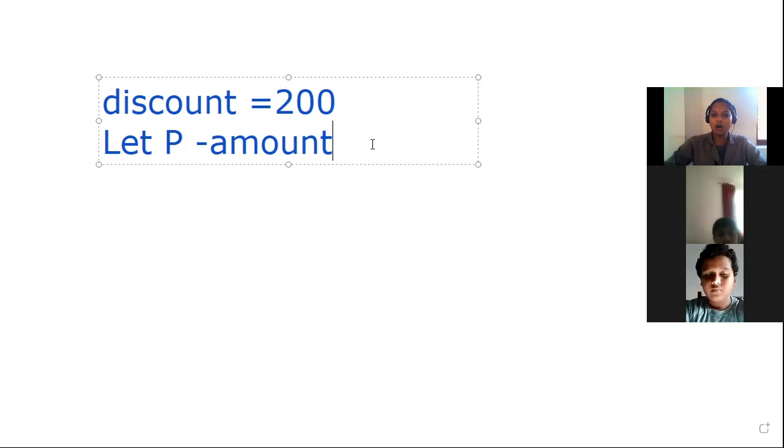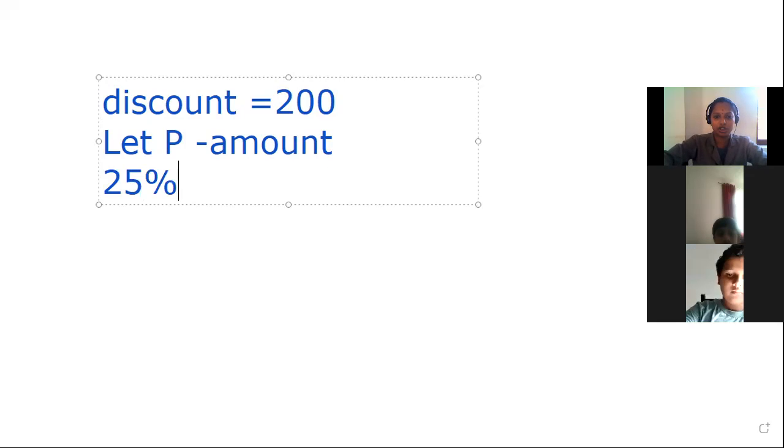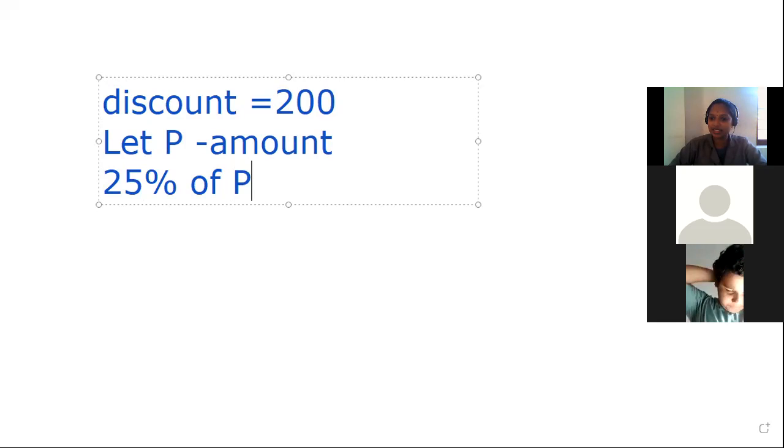So, how much percentage of P is 200? It is given in your question. That is 25% of the actual price. That means we have chosen it as P. 25% of capital P is given as? Yes, Afras?